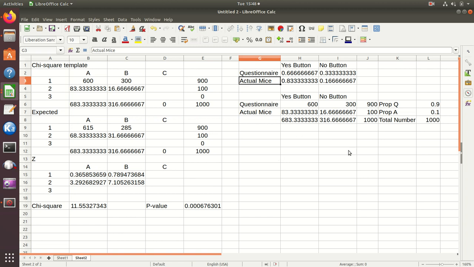Okay, so that's how we can use this. That's how we can use our template once we've made it, and we can use all that to then study different possibilities for our proportion here and our total number there.